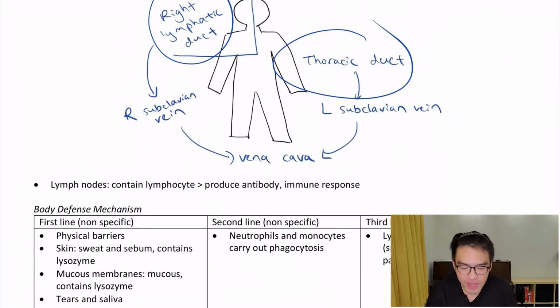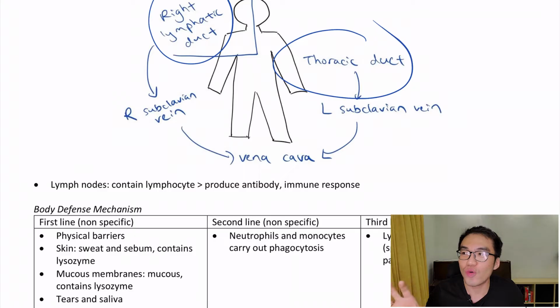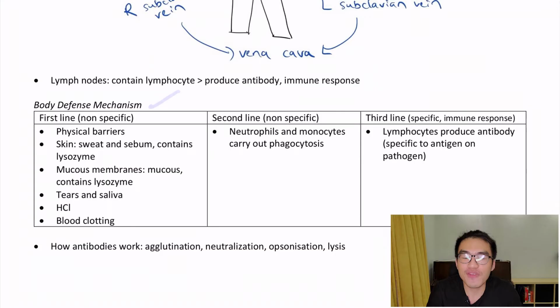So you have something called lymph nodes along the way. This is sort of like a checkpoint because pathogens, they really like to go into our lymphatic system because it's full of nutrients. This is why you have roadblocks, you have police. These police are our lymphocytes. They will produce antibodies and they will do an immune response to kill all these pesky pathogens. You have your body defense mechanism.